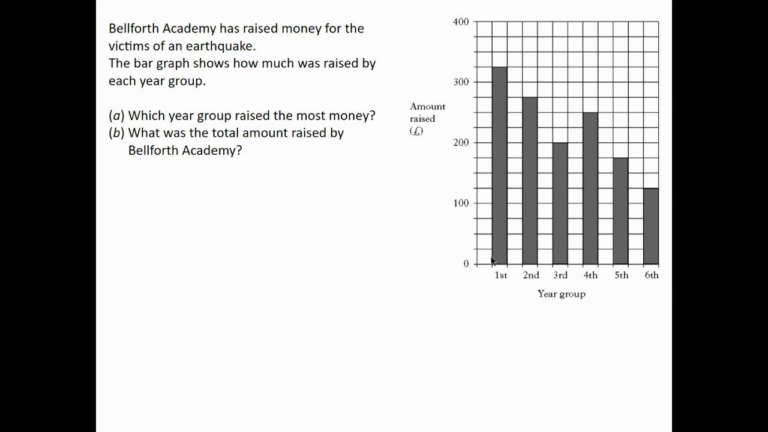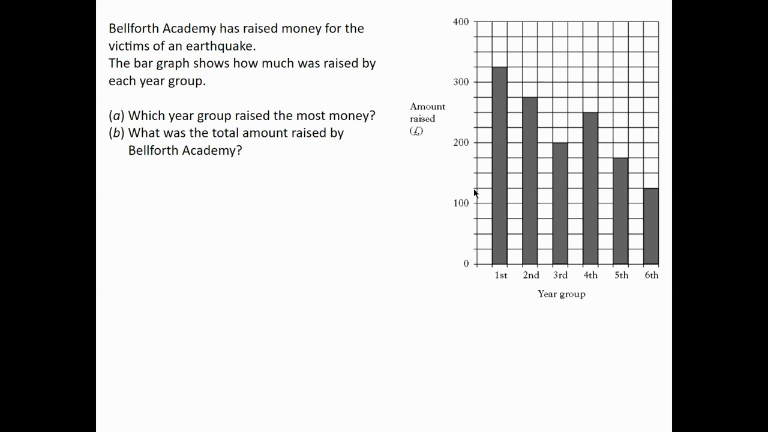So let's take a look at what each bar is representing. This is representing the year groups, first, second, third. So that's telling us that this bar is showing how much first year raised, this is how much second year raised, this is how much third year raised, and so on. Then we look at this scale here, and this is the amount of money raised in pounds. So £0, £100, £200, £300. But not every line has been marked.